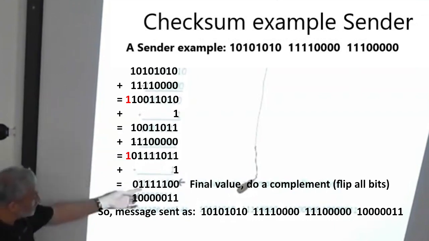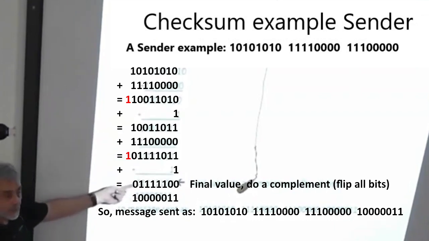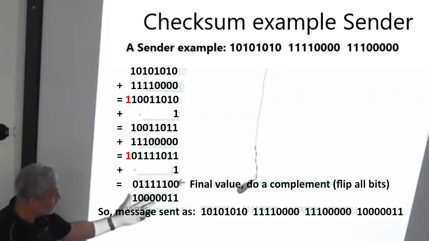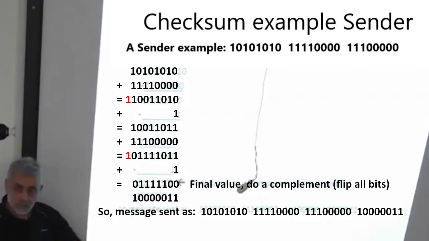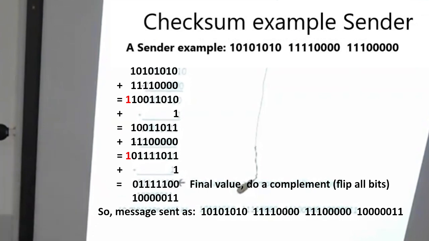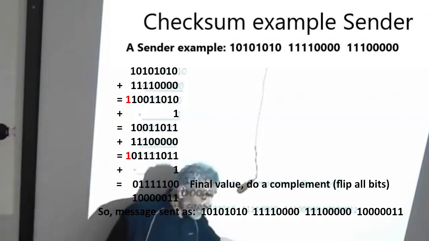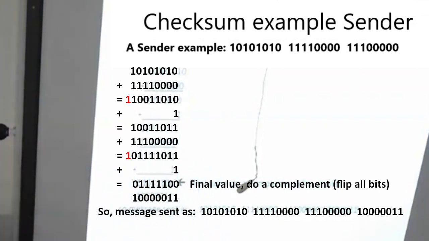And when you finish, this is the final result. Before you send it out, flip every bit. So every 0 goes into 1, every 1 goes into 0, and that is the final sum that we put at the end of the frame. This is a very fast operation, and it seems to work. And they use it in TCP, but only to check the header. They don't do it on the entire data. They only do it to check the header of the segment.